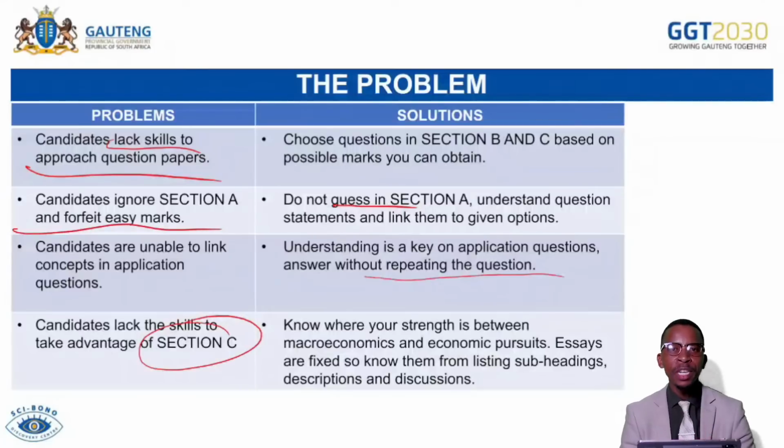So you better be ready for tomorrow to avoid forfeiting marks, knowing exactly that you will be getting 0. Know where your strength is between macroeconomics and economic pursuits. Essays are fixed, so know them for listing subheadings, descriptions, and discussions. For instance, let's say one essay comes in. You must be able to define the concept relevant to the essay. You must be able to give a listing of subheadings.